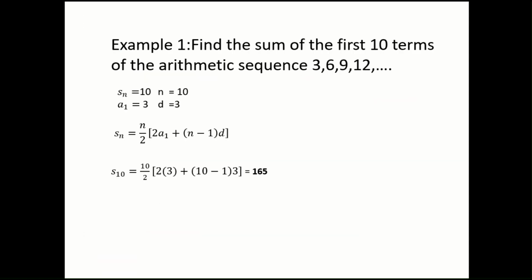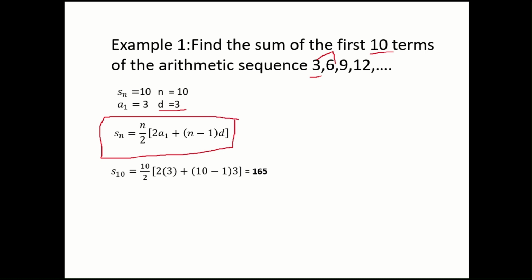Let us have example number 1. Find the sum of the first 10 terms of the arithmetic sequence 3, 6, 9, and 12. In this case, we know that we have 10 as the value of n, or we solve for S sub 10, and the first term is 3, and the d, or the common difference, is also 3, because 3 plus 3 is 6, which means we keep on adding 3. 6 plus 3 is 9, therefore d is equal to 3. And we substitute everything to our formula.